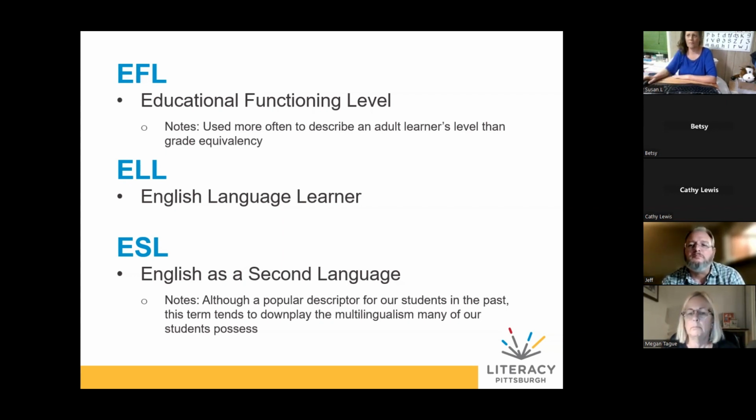Into intermediate, which is around 10 or 11, and then advanced, which is when ESL students start testing out of our ESL program. So then we go back down to 1, which is where our adult education, our ABE students start.